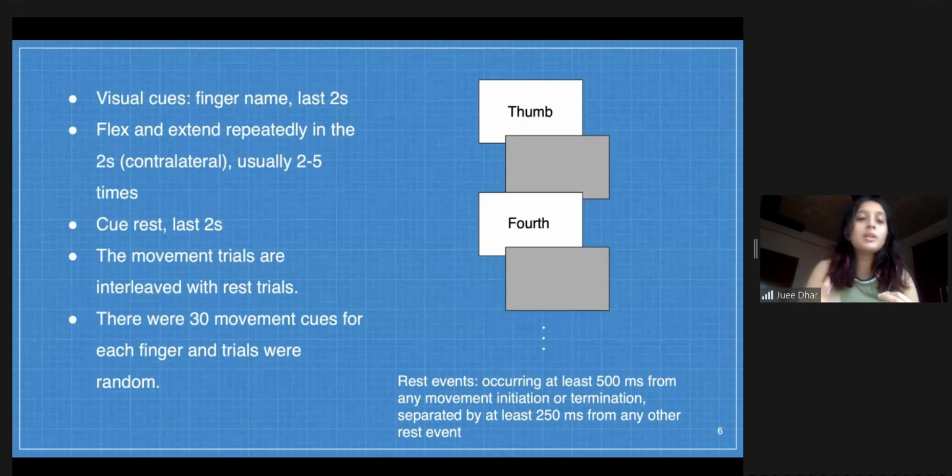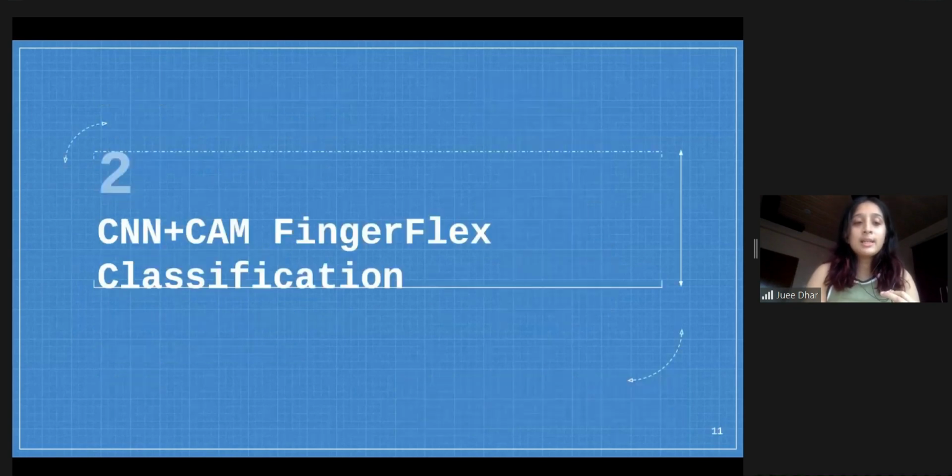So let's start with the first subsection, which is CNN CAM finger flex classification. Over to you, Xin. Okay, thank you.